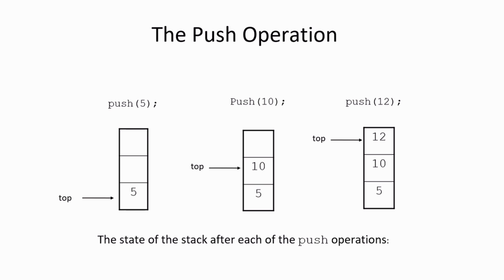So when we push 5 to it, the array of integers is empty. So that is why 5 gets pushed onto the top and the top pointer starts pointing to 5. Next, when we push 10, it gets pushed onto the top of the stack and the top pointer is increased by 1. Similarly, 12 is pushed on top of 10 and the top pointer is incremented by 1. So that is how the push operation is performed.